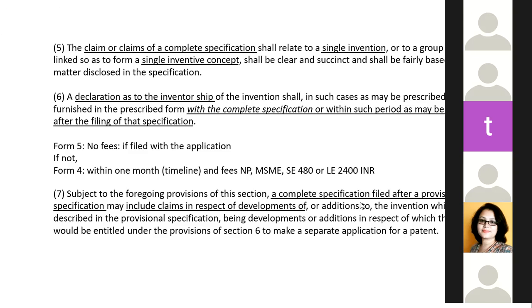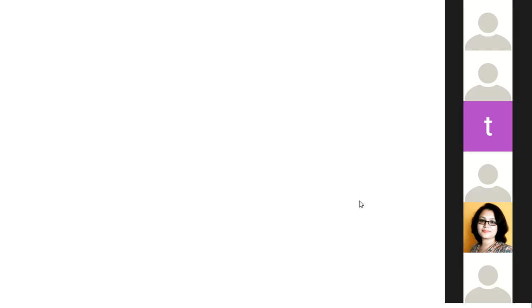Okay. And in this case, the priority date, when is it decided? The priority date for the separate application is the date of filing of the application. Okay.